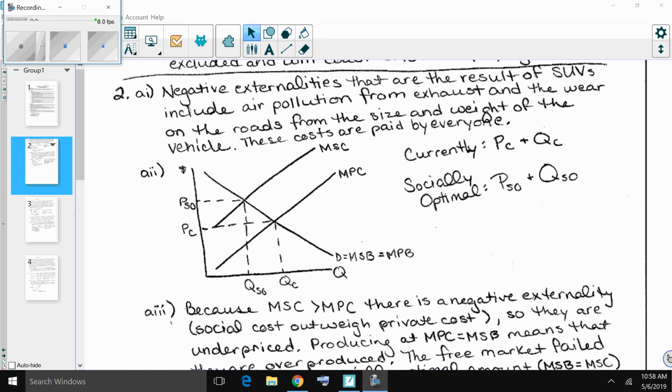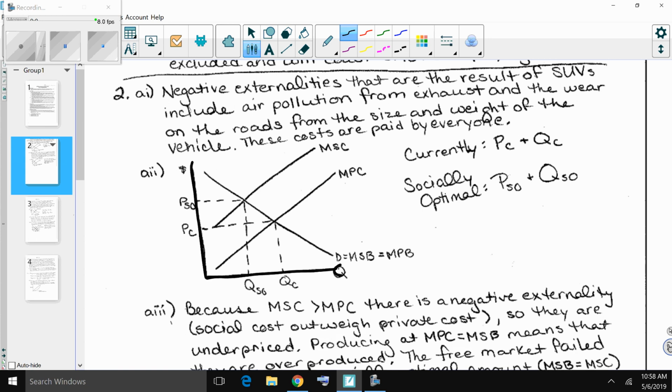Part 2 is to use a supply and demand graph to illustrate this negative externality. Identify the current price and output and socially optimal price and output. So you can see here I have my axes. I have my price axes and I have my quantity axes, right? My P's and Q's. Now demand is going to be drawn as MSB. This is the marginal social benefit equal to the marginal private benefit equals to demand.